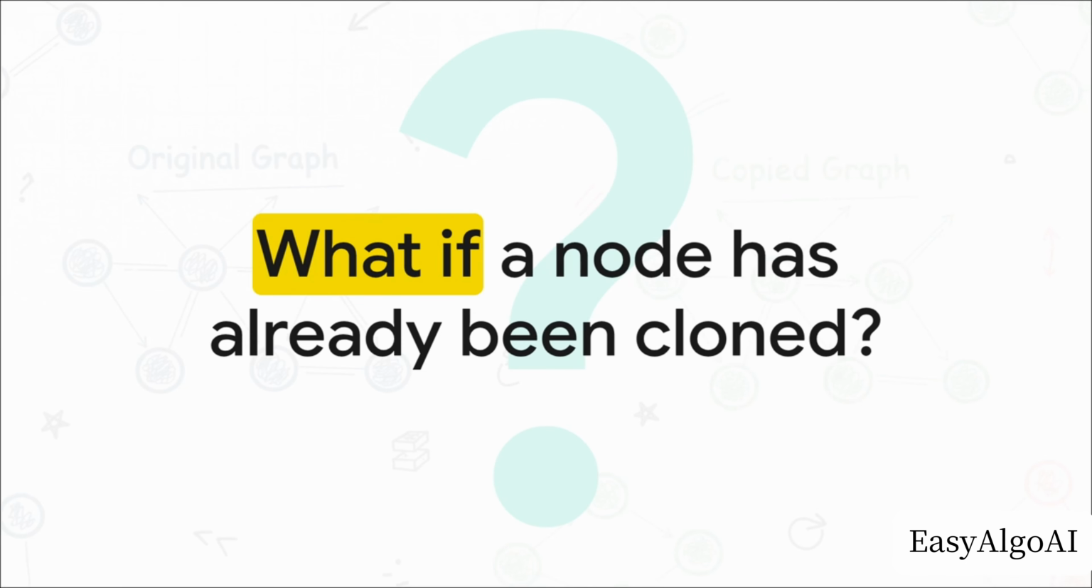If node 0 calls DFS on node 1, and node 1 loops back and calls DFS on node 0, and we just blindly keep creating new clones every single time we see a neighbor, we're going to get trapped in an infinite loop of creation. Our program will just crash. We desperately need a way to track what we've already built to prevent all this redundant work.